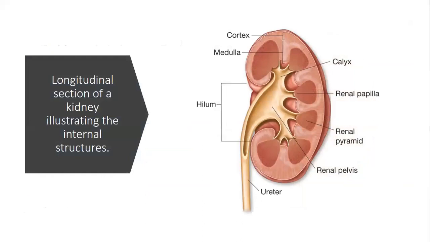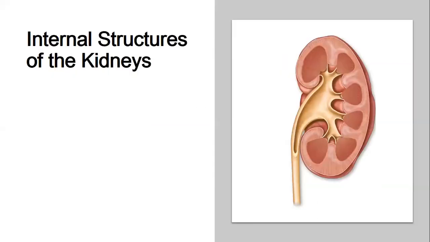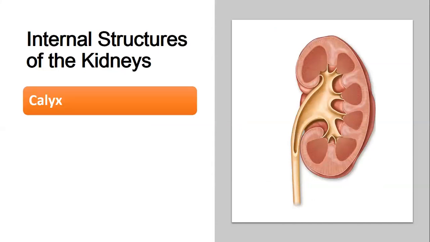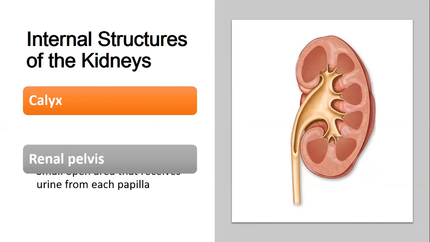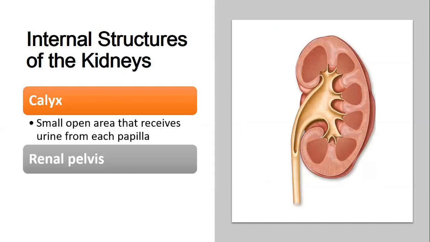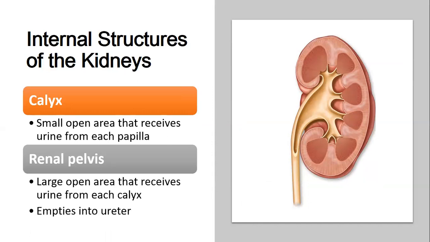This illustrates the internal structure of the kidney: cortex, medulla, pyramids, calyx, renal pelvis, then the ureter. The calyx is a small open area that receives the urine from each papilla. The renal pelvis is a large open area that receives the urine from each calyx and empties into the ureter.